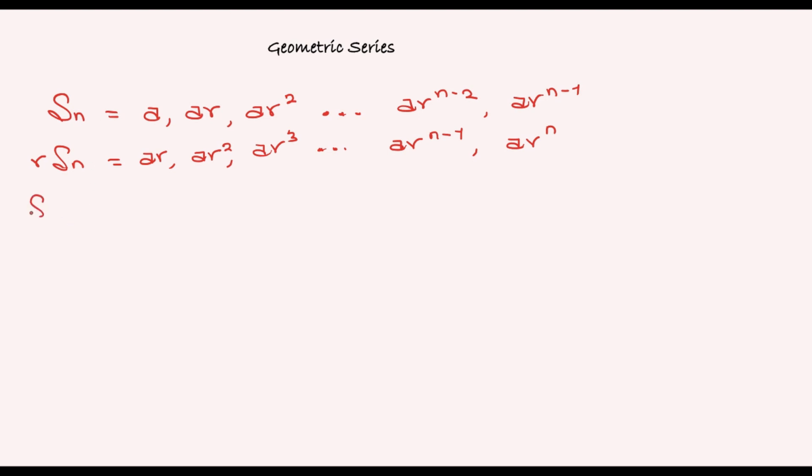Now, let's subtract Sn from rSn. So we're subtracting the first sequence from the second sequence. Now what happens? You notice that ar here will cancel out this. ar squared will cancel out this. There's going to be an ar cubed here, which is going to cancel out the ar cubed here. And there's going to be an ar^(n-1) here that will cancel out this, just like this will cancel out this. So ultimately, we're left with a here, which is the first term of our first sequence, minus ar raised to power n, which is the last term of the second sequence here.